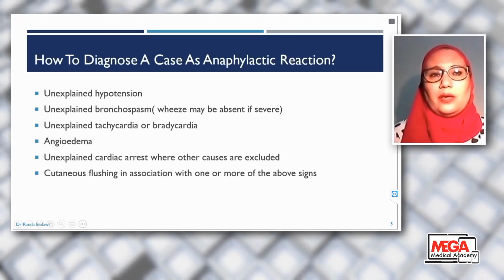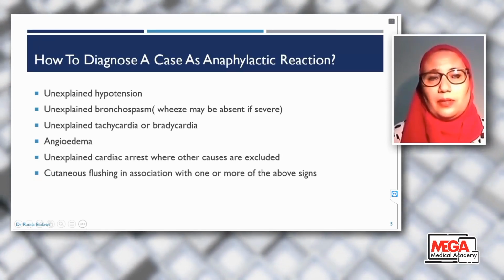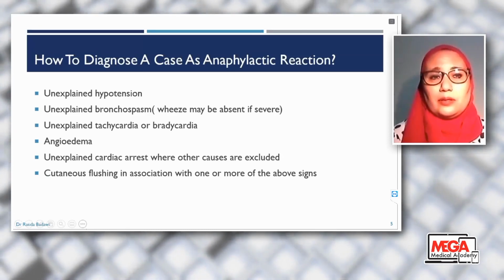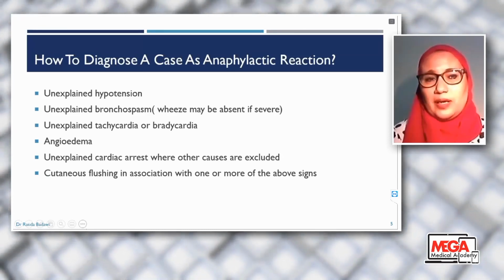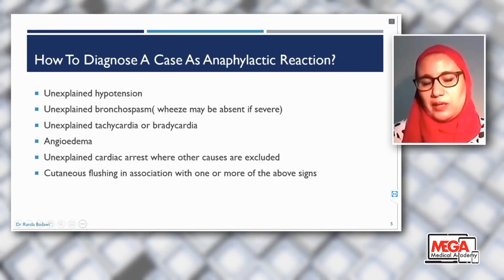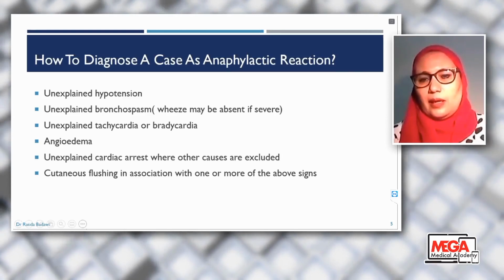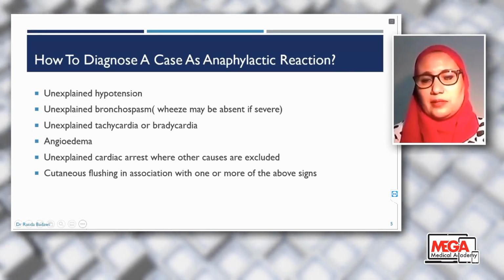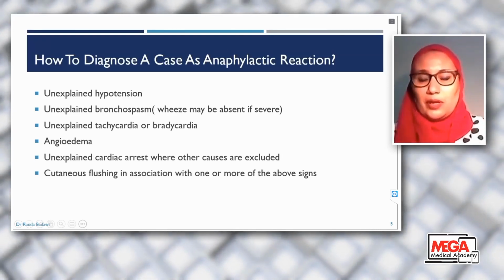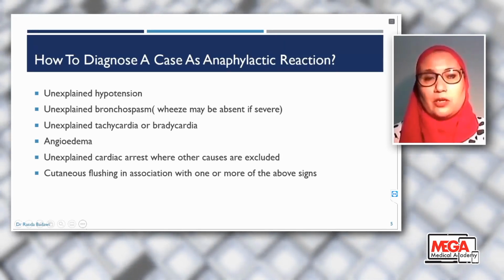How to diagnose? Certain criteria should be fulfilled: unexplained hypotension, unexplained bronchospasm, unexplained tachycardia or even bradycardia, and angioedema. By angioedema, I mean the skin manifestation characterized by redness, erythema. This is at the level of skin. This is due to capillary leakage, which is part of the pathology of the situation, related to histamine release, which leads to vasodilatation and increased capillary permeability.